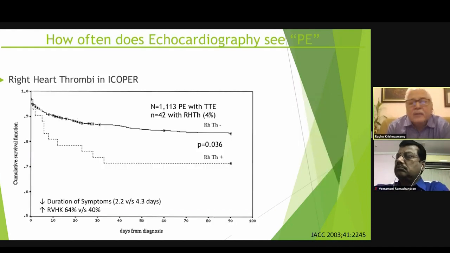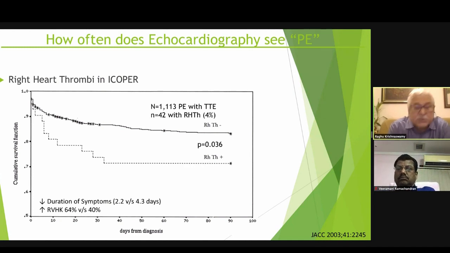So I have shown you 2 cases where there is right heart thrombus, and so the diagnosis of PE was made from echo also. But how often does transthoracic echo really help in picking up right heart thrombi? In the ICOPER study, they found that only 4% of people with pulmonary embolism had right ventricular thrombus detected by TTE.